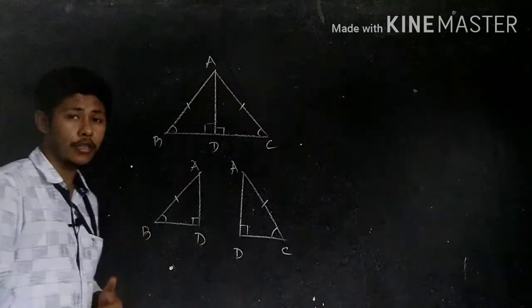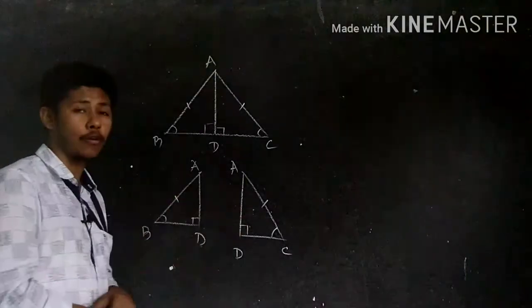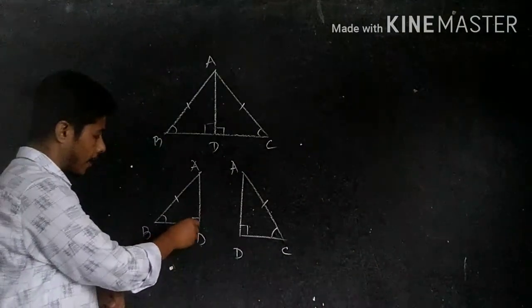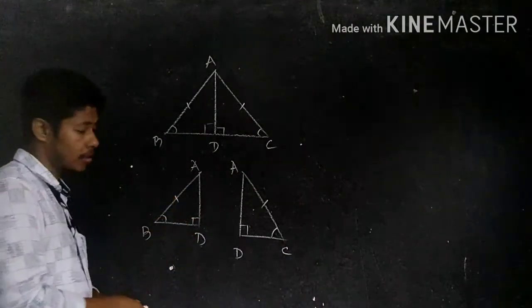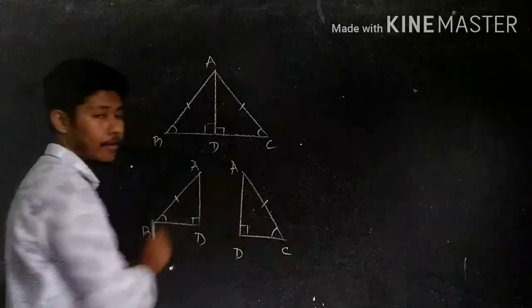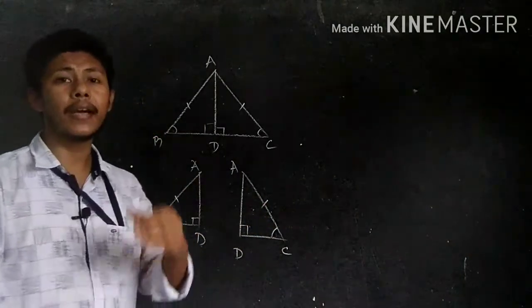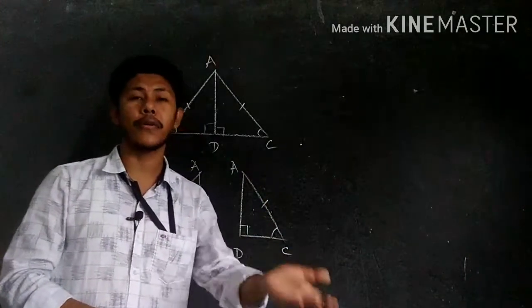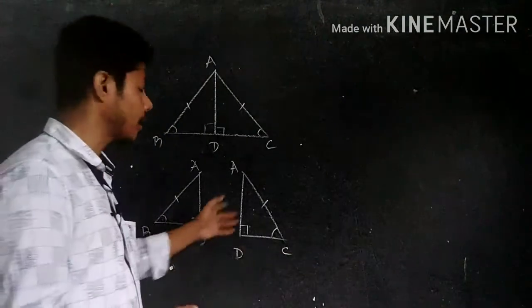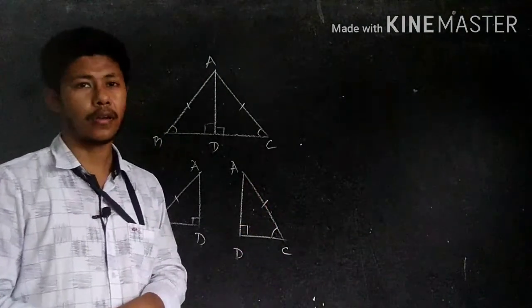Can you tell me which criteria we can apply to prove these two are congruent? Angle, angle, side. Similarly here, angle, angle, side. So with the help of the angle, angle, side congruence rule, we can easily say these two triangles are congruent. Is it clear?